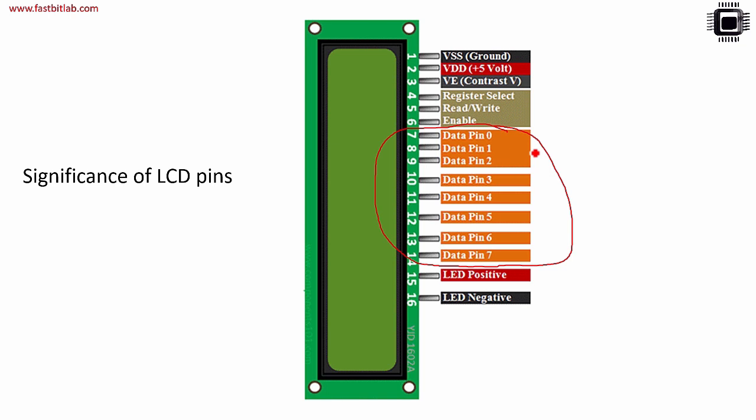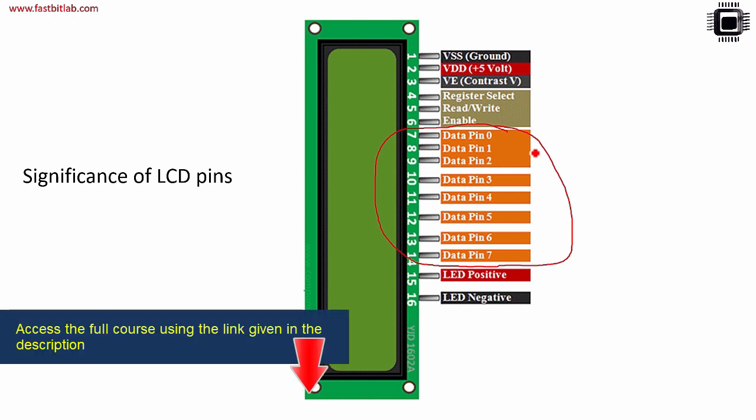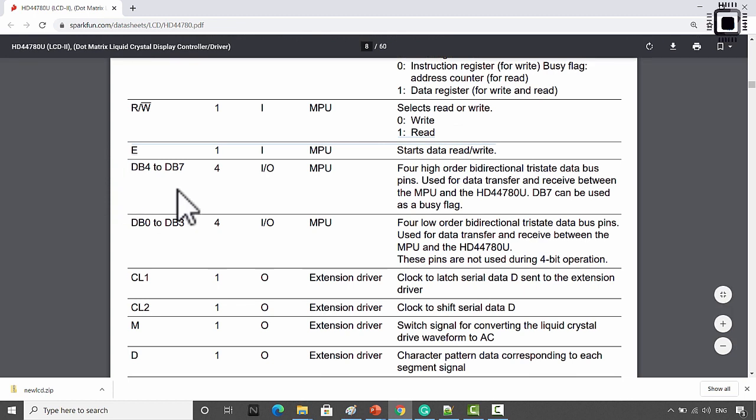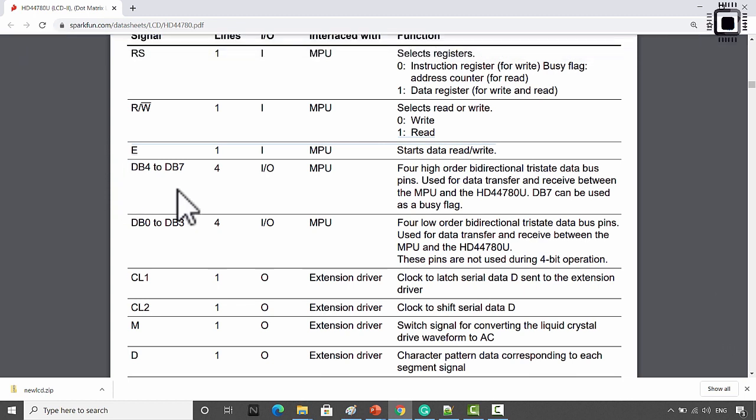At that time, you can use 4-bit mode data transmission, where you only use 4 lines instead of 8 lines. That's why this LCD can be used in 4-bit data mode or 8-bit data mode. If you are using this LCD in 8-bit data mode, then all 8 data pins must be used. Otherwise, if you are using this LCD in 4-bit data mode, then you have to use only these 4 lines, that is DB4 to DB7. That means you have to split your 8-bit data transmission into 2.